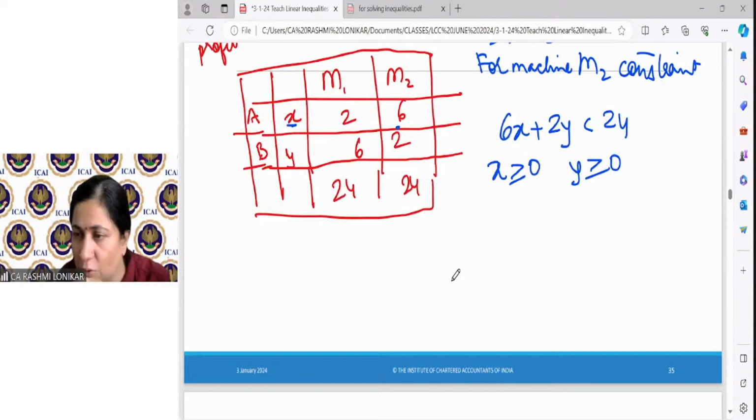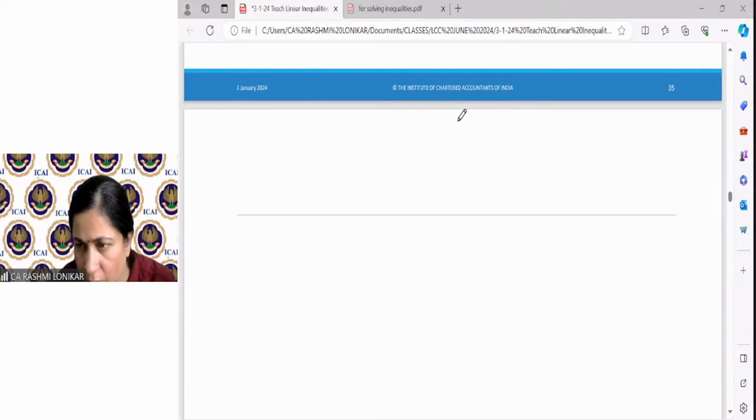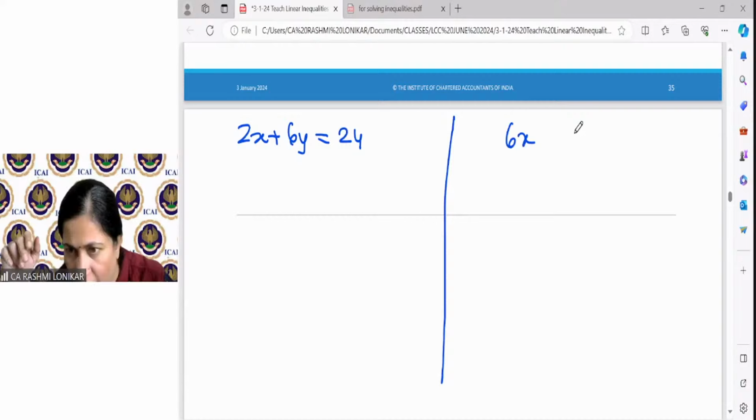अभी मुझे वैल्यूज निकालने हैं. ओके, तो फर्स्ट 2x plus 6y is equal to 24. ओके, हमने इक्वालिटी सेकेंड स्टेप आई एम यूजिंग. And this is 6x plus 2y is equal to 24. Okay, so let us do one by one.